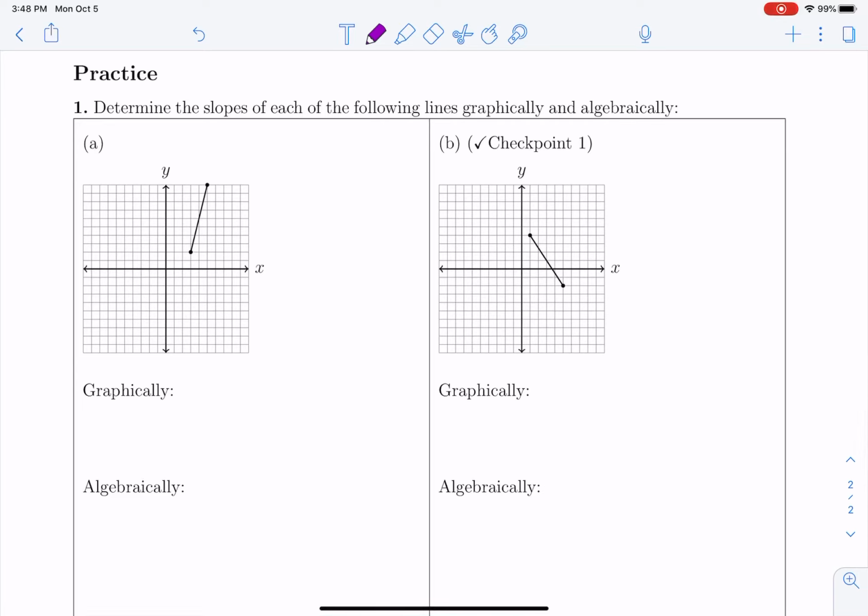For our practice, we're asked to determine the slopes of each of the following lines graphically and algebraically. Graphically, I'm just going to sketch my rise. So here's my rise, how much I'm going up. Here's my run. So remember, rise over run. My rise here is 8. My run is 2. So graphically, my slope is 4. If I simplify that, 4 over 1, 4.